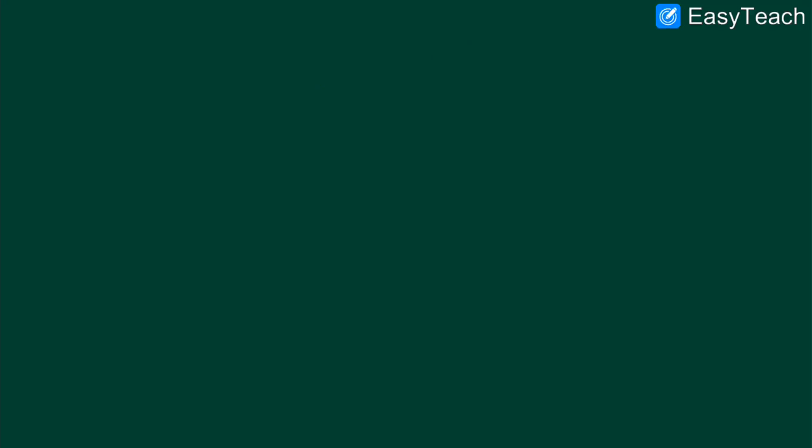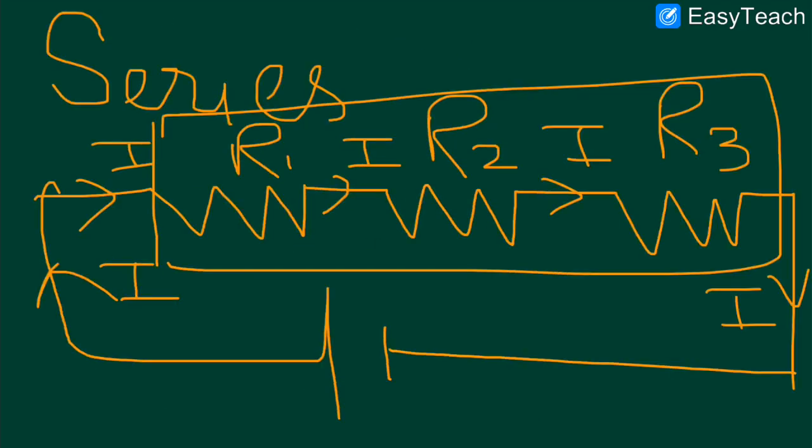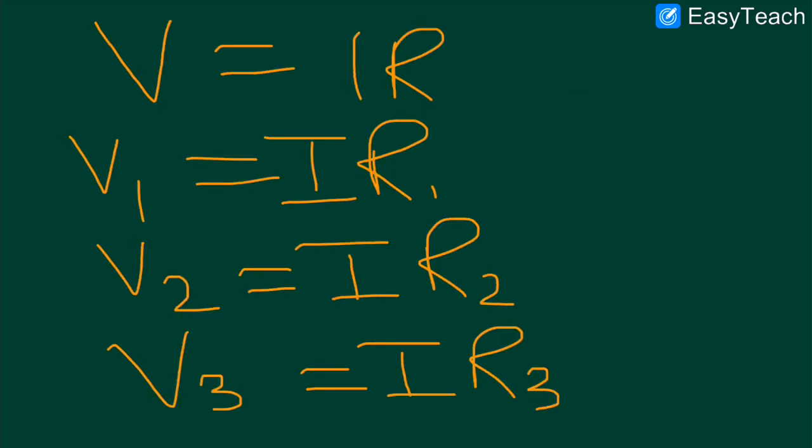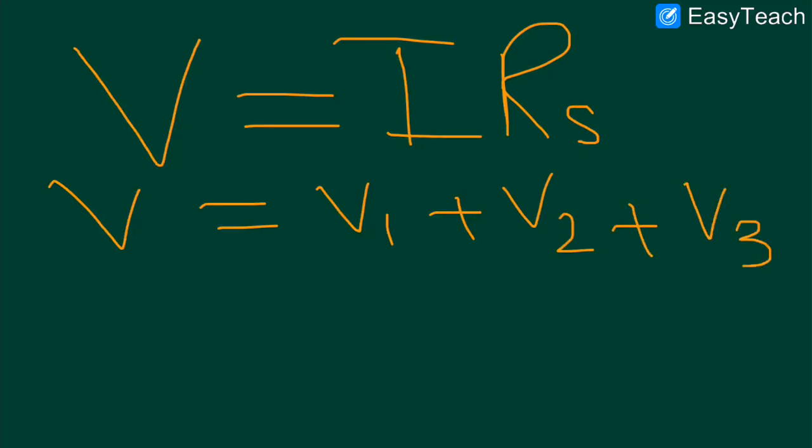Now, from Ohm's law, V, that is the total potential difference applied, will be equal to I into Rs. Now, see, in this very diagram, the total potential difference applied will be equal to V1 plus V2 plus V3. This is the total potential difference applied across the series combination.